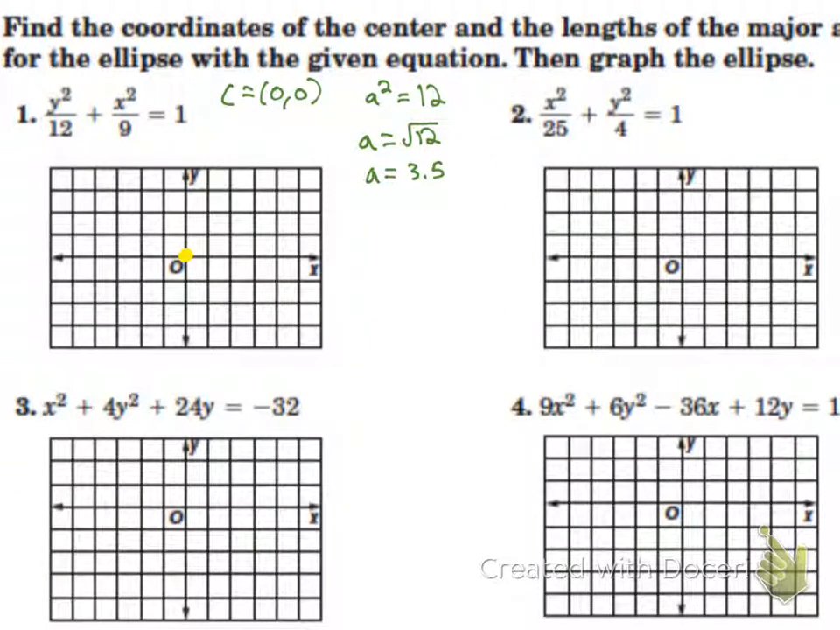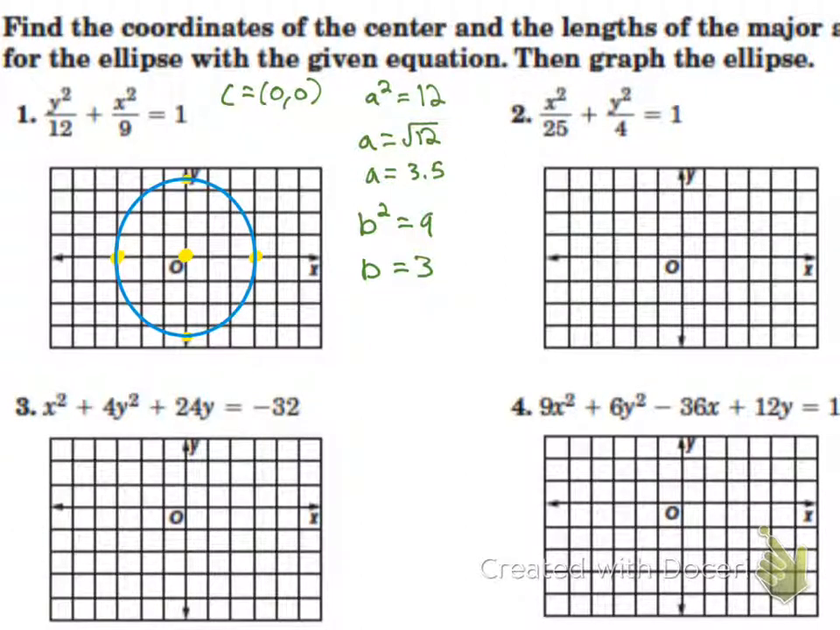If I took the square root of 12, that'd be like 3.5. Since it's underneath the y, I'm going to go up 3.5 and down 3.5. Then I got b squared is 9, so b is 3. Since it's underneath the x, I'm going to go right 3, left 3, and I get my ellipse. That one's pretty close to a circle, right? But it's not. The measurements are a little off. We have a vertical ellipse.